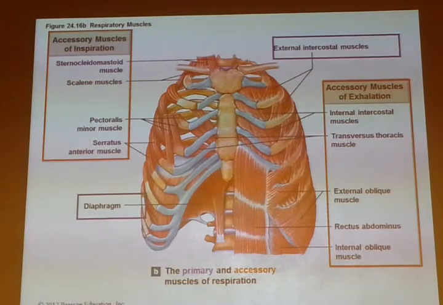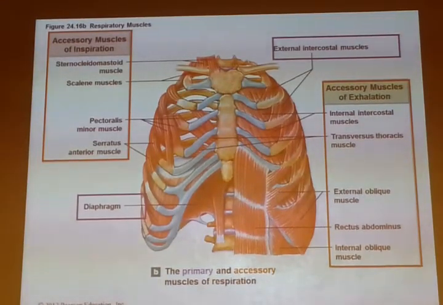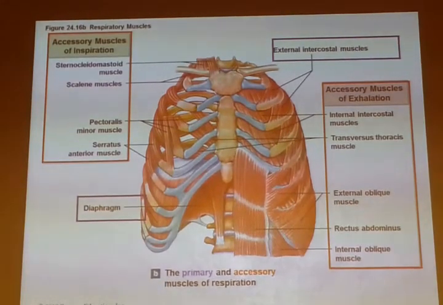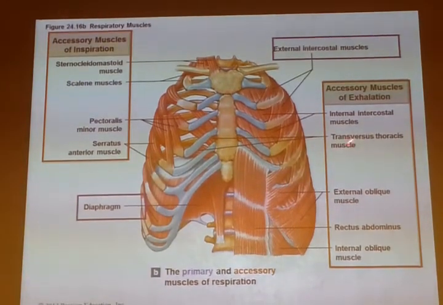Forced expiration is going to involve the muscles on this side. Internal intercostals, when they contract, they pull the ribs, the upper rib down towards the lower rib, which decreases the thoracic volume. Your transversus thoracis will pull on the ribs and pull them closer together.